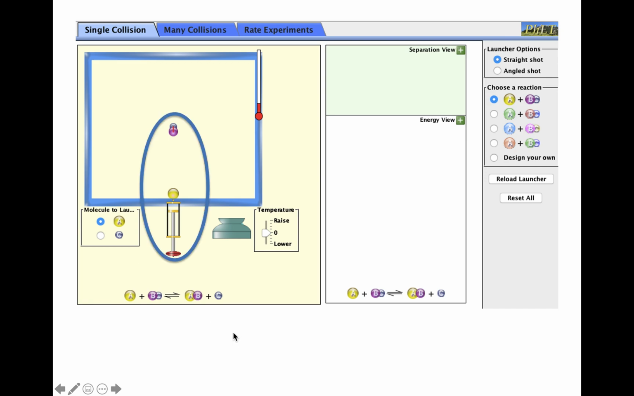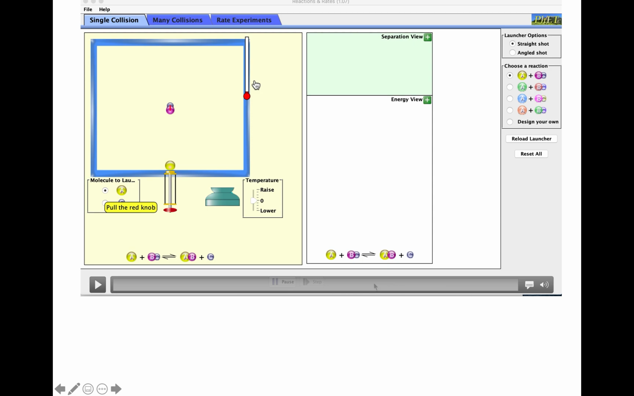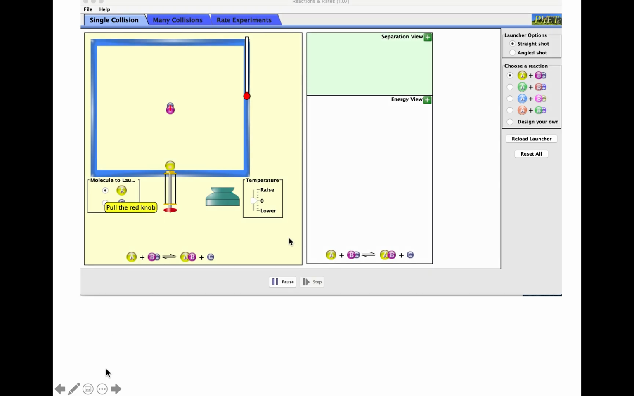So that's the reaction. We can direct one particle towards the other one and we can impart kinetic energy on it. So we can shoot it there and consider whether we have a reaction take place by pulling the knob here. So let's try that. So I'll impart kinetic energy. Notice as I pull it back more, the temperature is rising. The temperature is a reflection of the kinetic energy.